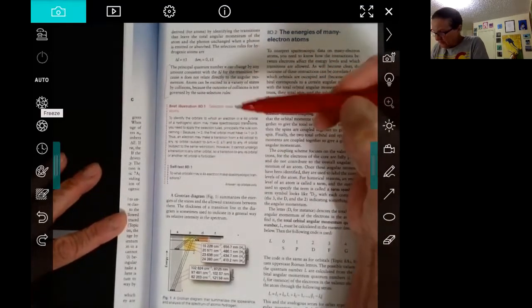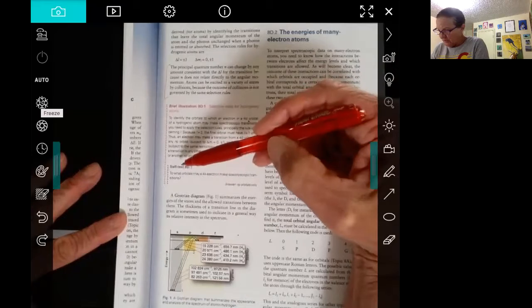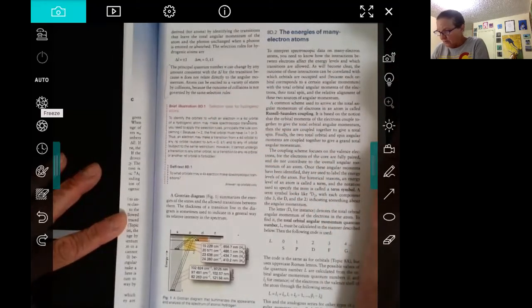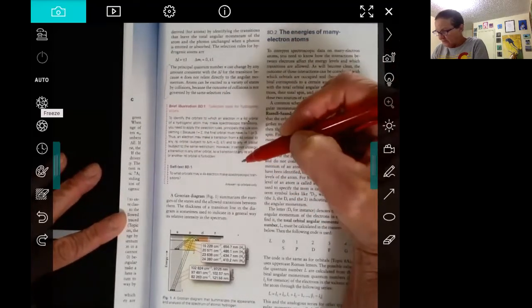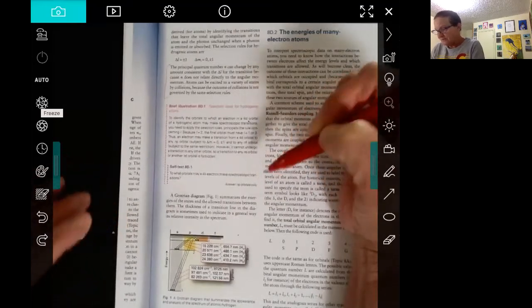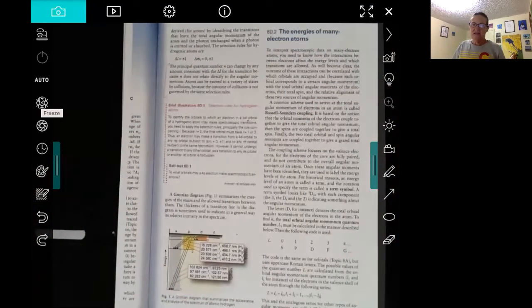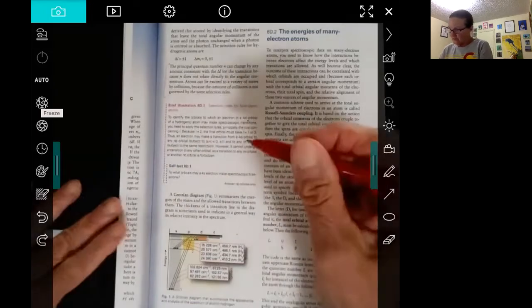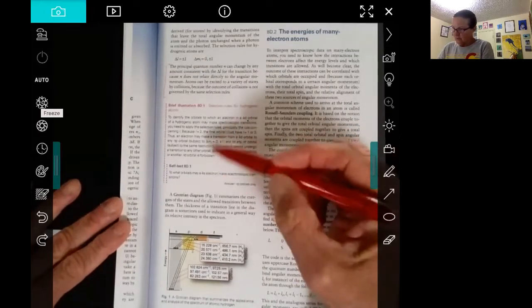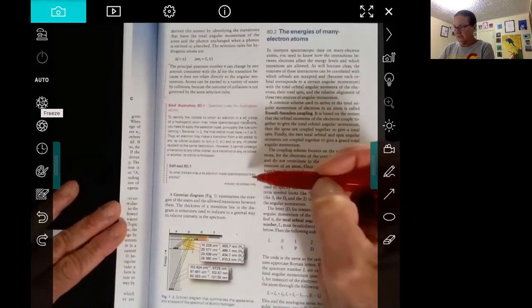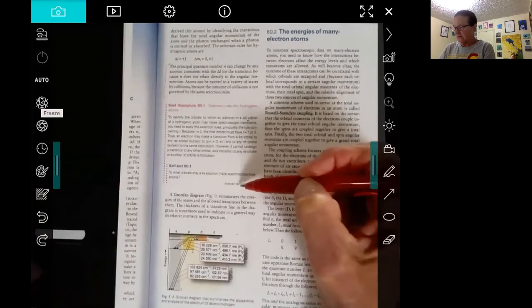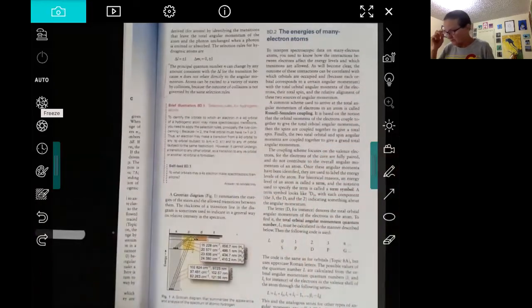So this brief illustration just helps you think about it, and then the self-test. To what orbitals may a 4s electron make spectroscopic transitions? So it can go to any n level. N doesn't involve a change in angular momentum, but it has to change its L value by 1. So there's nothing below 0. So the only orbitals that you could go to are any n value, but they have to be p orbitals. So that's for the hydrogen atom.